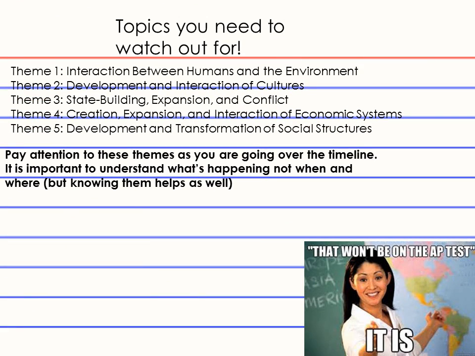So there's 5 themes that will be covered for the AP course alone throughout the course of the year, and you need to understand those 5 themes very well in order to succeed in passing the exam. So the basic 5 themes are interaction between humans and the environment, the development and interaction of cultures, state building, expansion and conflict, creation, expansion, and interaction of economic systems, and finally development and transformations of social structures. You need to pay attention to these themes.